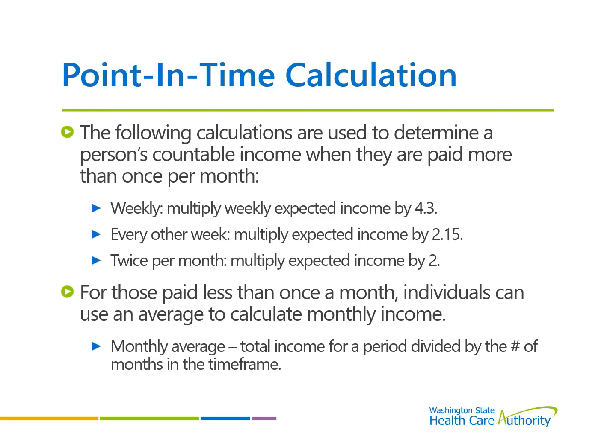For those paid less than once a month, individuals can use an average to calculate the monthly income. The monthly average is the total income for a period divided by the number of months in that time frame. A common example of when to calculate using a monthly average is seen with those who earn self-employment income. These individuals' earnings may be received on an infrequent or inconsistent basis, so using a monthly average calculation may be the best way to accurately calculate that.